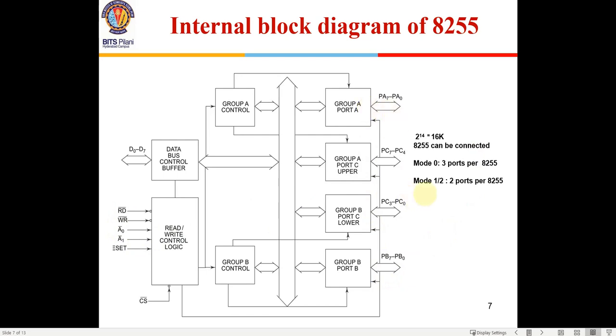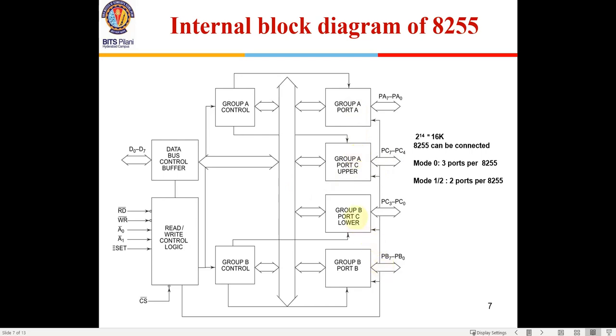Now if it is configured for mode 1 operation, we can initially tell the 8255 what mode of operation it is supposed to work in. So you can say, okay, group A will work in mode 1 operation. You can configure it like this.